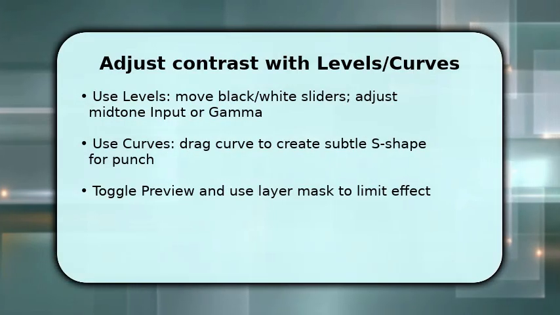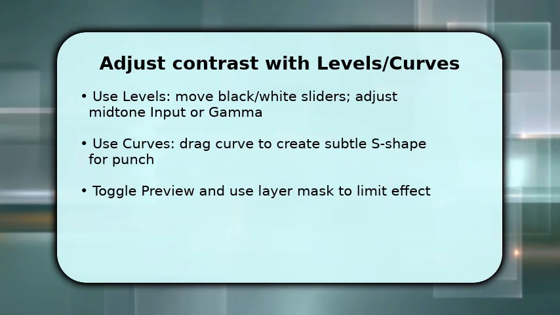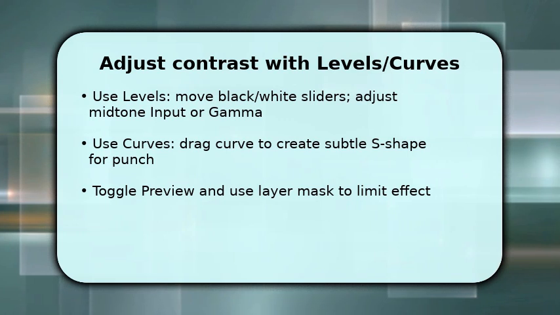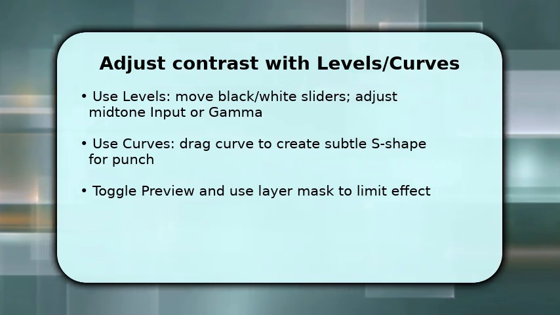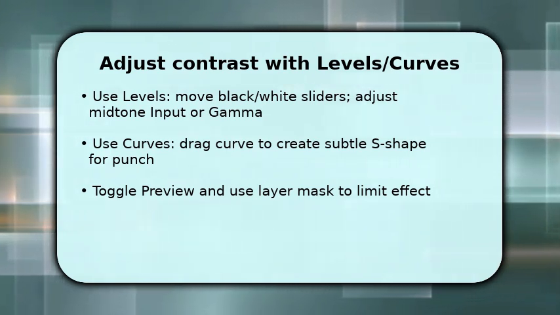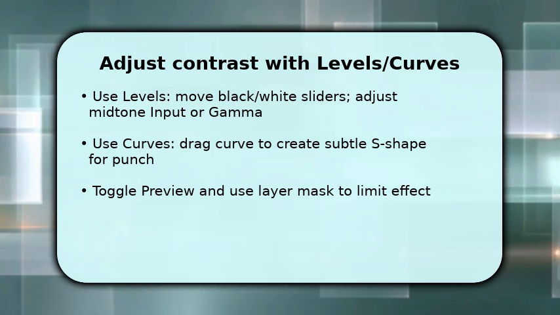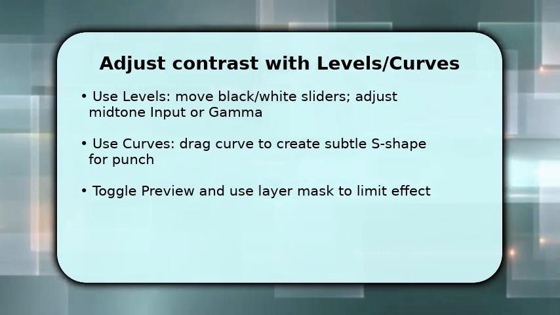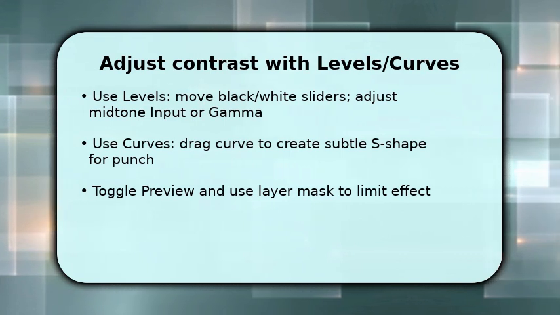Now you refine contrast using levels or curves. If using levels, drag the black and white input sliders inward to set true shadows and highlights, then nudge the midtone gamma for balance. If you choose curves, create a gentle S-shape by lowering shadows and lifting highlights to increase perceived contrast while preserving midtones.